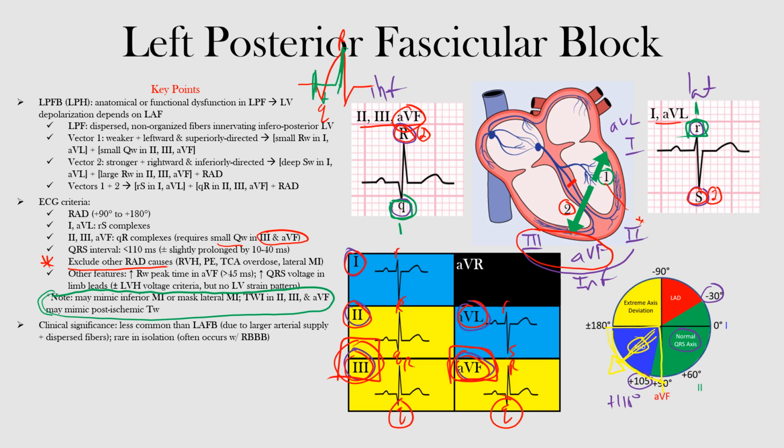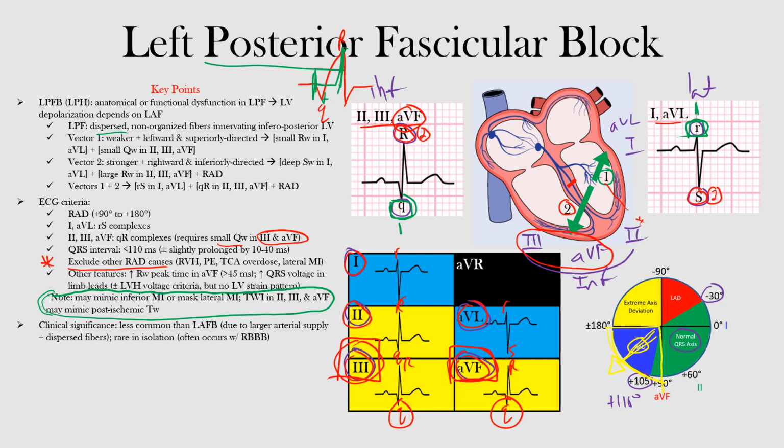So clinically speaking, left posterior fascicular block is less common than left anterior fascicular block due to the left posterior fascicle's larger arterial blood supply and dispersed fiber composition. Now, it is rare to see isolated left posterior fascicular block. Rather, it often occurs alongside right bundle branch block. So it needs more damage to disrupt this left posterior fascicle because of the dispersed fibers, and because of that, it's often not damaged by some sort of minor ischemia. Whereas with the left anterior fascicle, even minor damage can affect it.